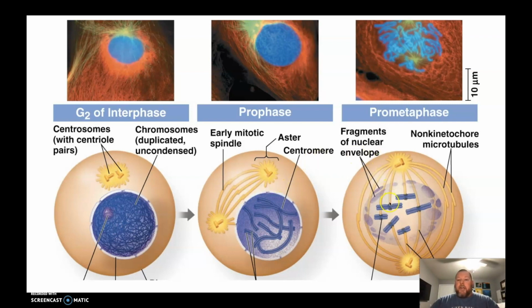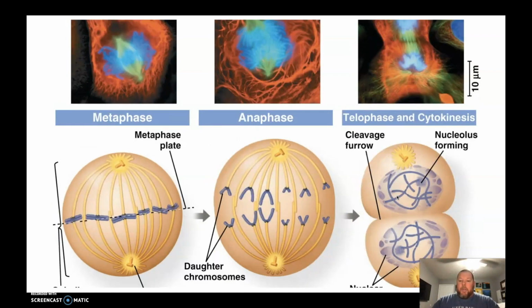Then in prometaphase, you start to see the chromosomes become a bit more like what you would normally see replicated chromosomes as. And you can see how the spindles are starting to connect to the kinetochore of the sister chromatids. You can see that the nuclear membrane is starting to break down.